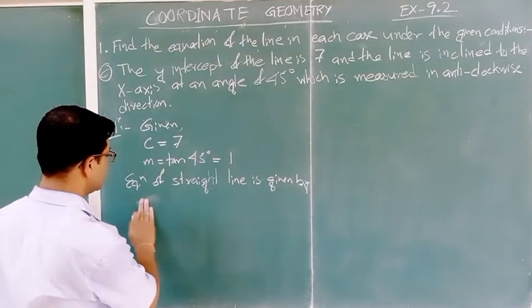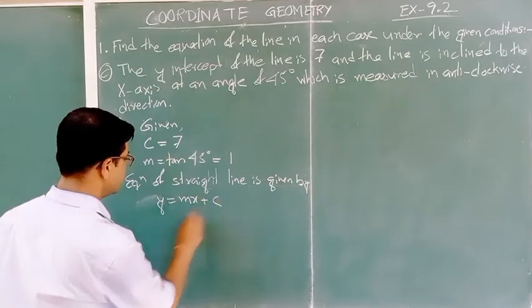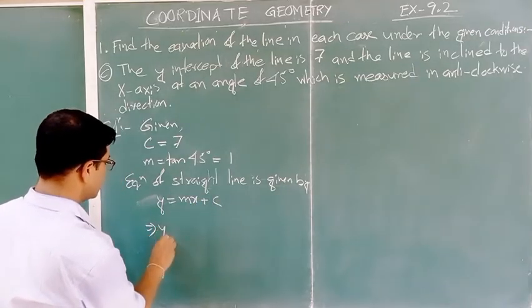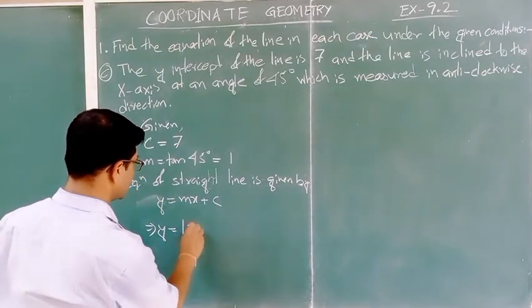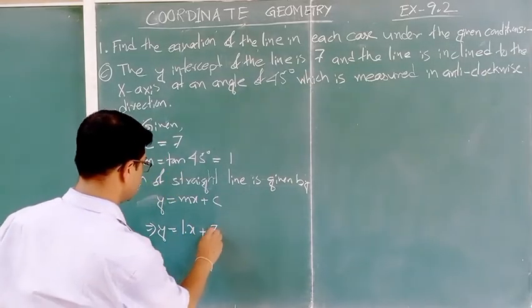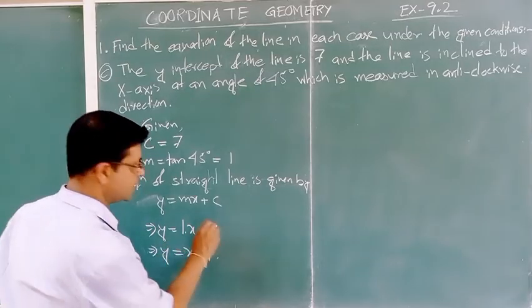What is that particular form? We know that the equation is given by y is equal to mx plus c. Now let us substitute the values. m is equal to how much? 1 into x plus c, the value of c is 7. So this is the equation of the straight line: y is equal to x plus 7, right?